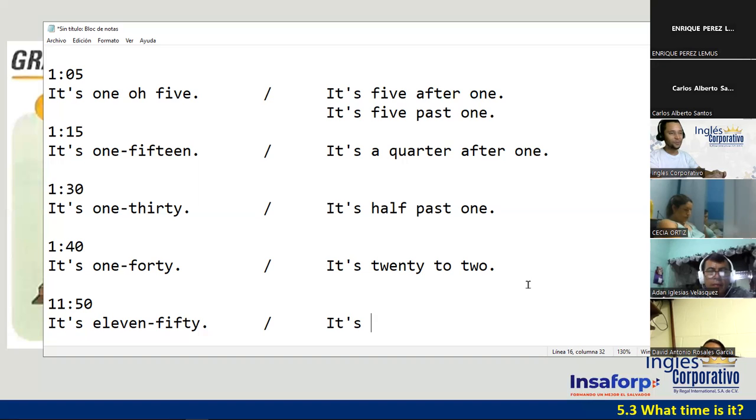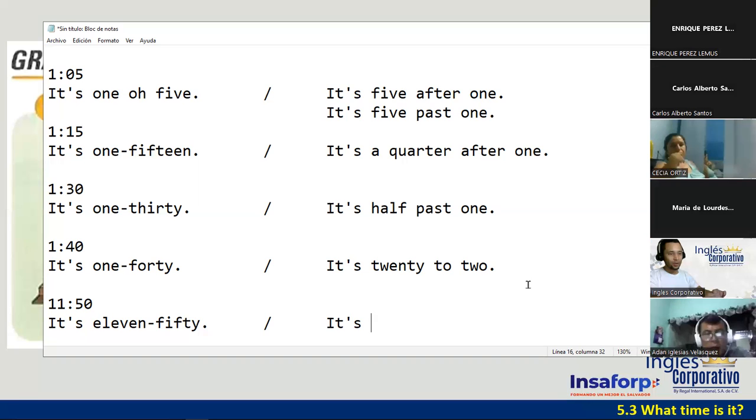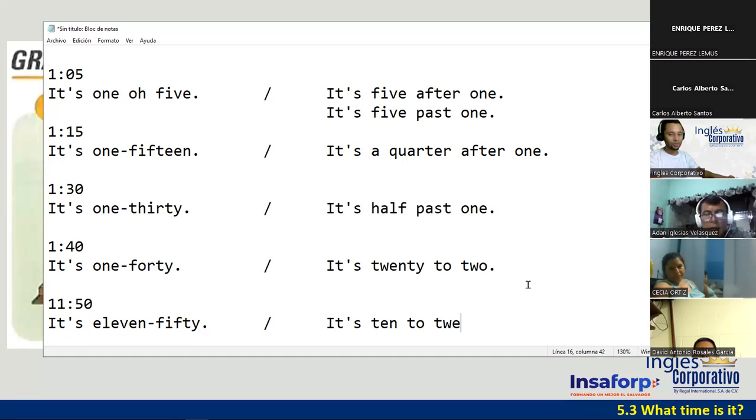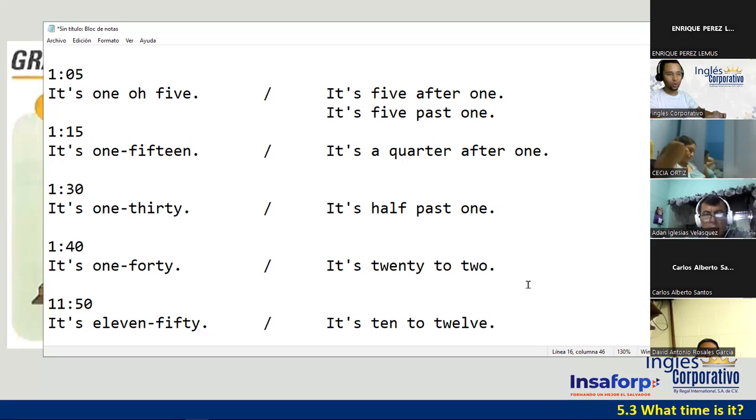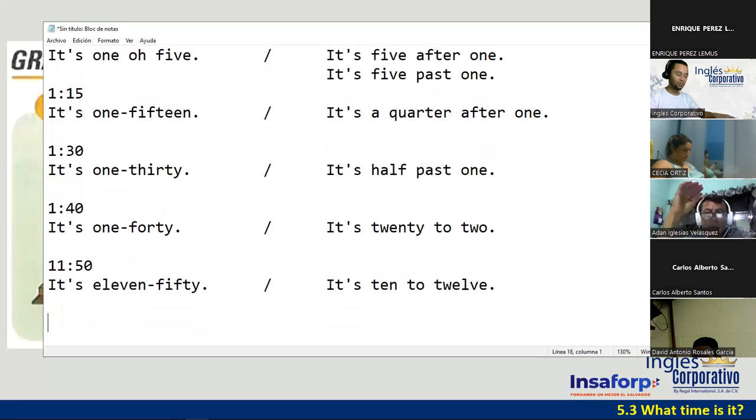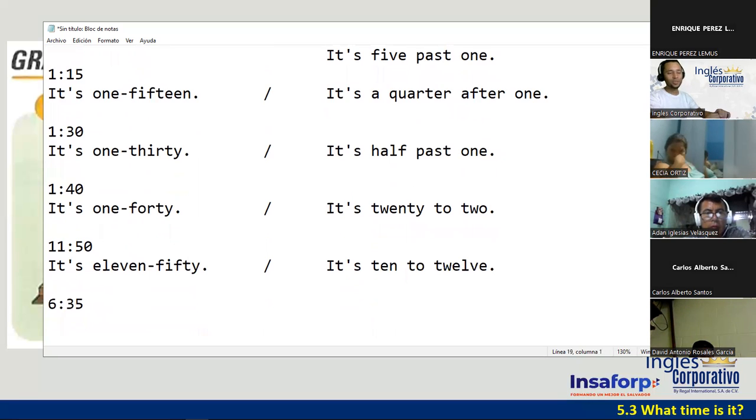It is 15 to 11. Not exactly, no. Vaya, si son las 11:50. It's 10 to 12. Okay, it's 10 to 12. Así es, son 10 para las 12. It's 10 to 12. Un segundo ejemplo. Veamos acá. Podemos decir. What time is it?